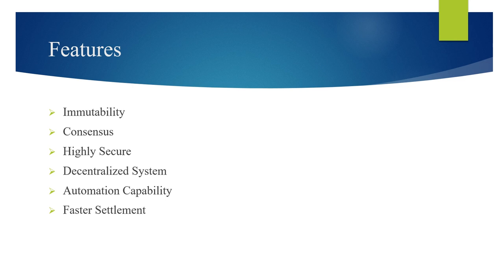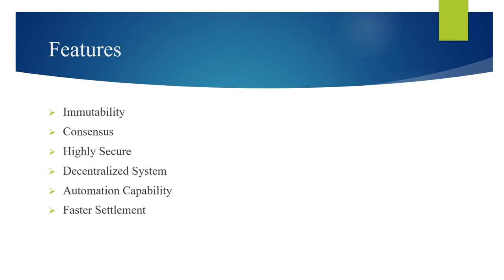Then the second feature is consensus. Consensus means we can provide the proof that this work is done by us. The consensus algorithms are proof of work, proof of stake, and proof of burn. Then the third feature is high security. The blockchain network is highly secure. No one can tamper with the blockchain network. To tamper with it, you would have to take control of 51% of the network.